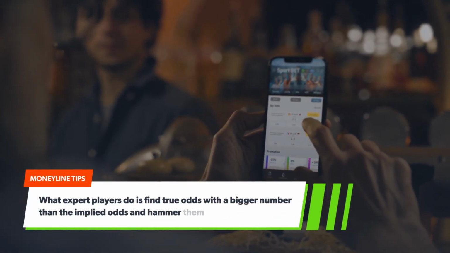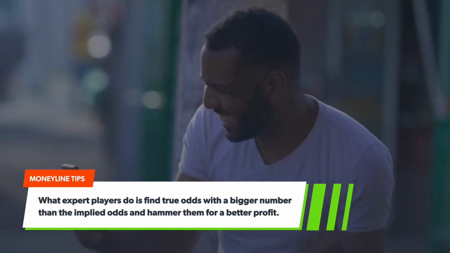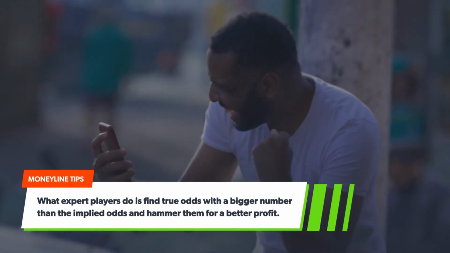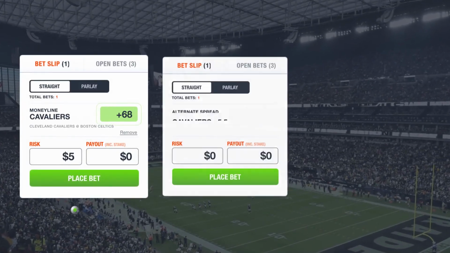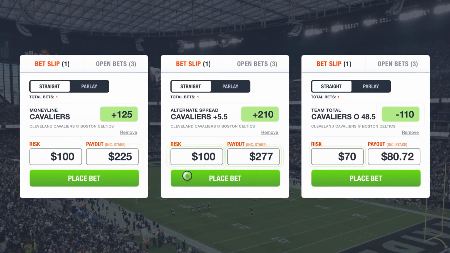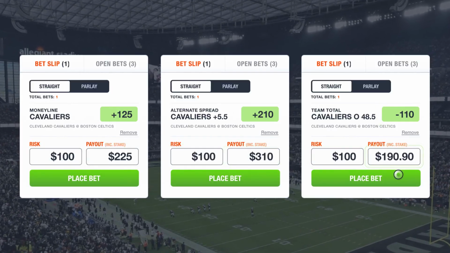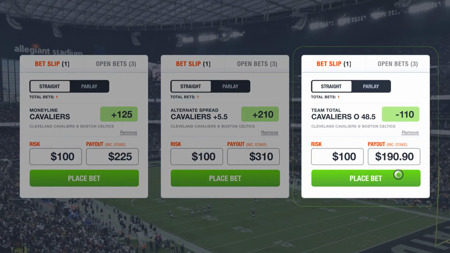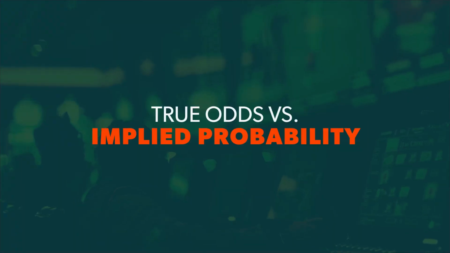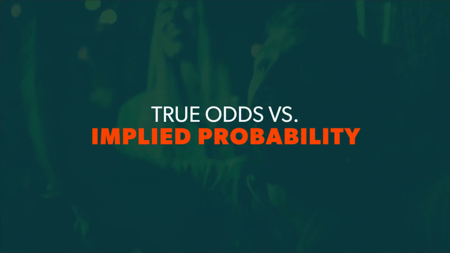What expert players do is find true odds with a bigger number than the implied odds and hammer them for a better profit. To maximize your winnings, shop around for the juiciest odds. Line shopping, staying on top of market moves, and exploring lesser-known sports can all lead you to some sweet odds. Understanding betting odds is like having the playbook for sports betting. Mastering these concepts will help your betting chances.